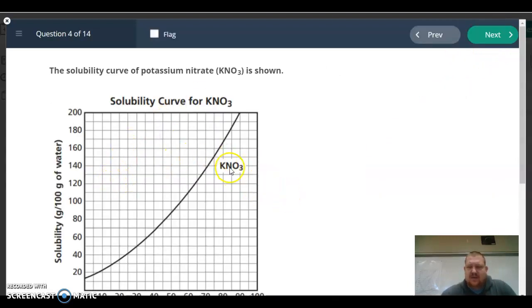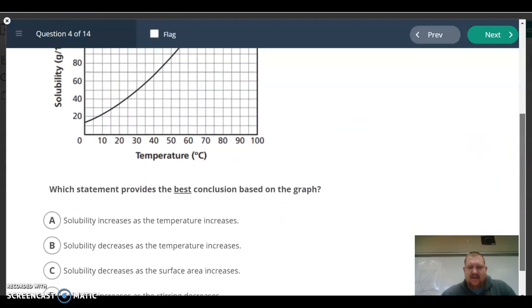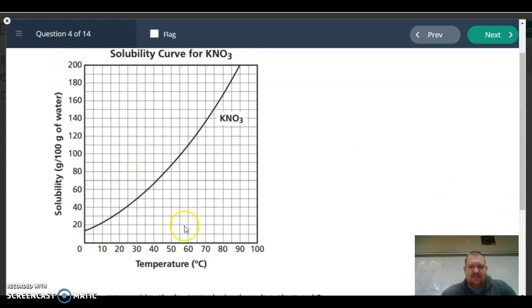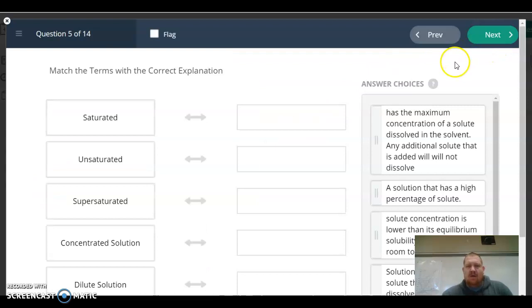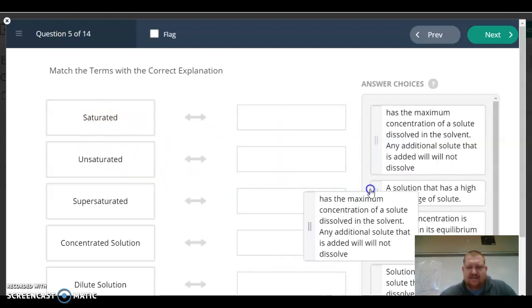All right, for this one, we're going to pick which statement explains what this graph is doing. Remember, look at your temperature: 10, 20, 30, 40, 50, moving this way, and my solubility is getting bigger going up. So look at this line and try to figure out what it represents based on temperature and solubility. This next one is pretty self-explanatory. We're just going to match these with the correct definition.